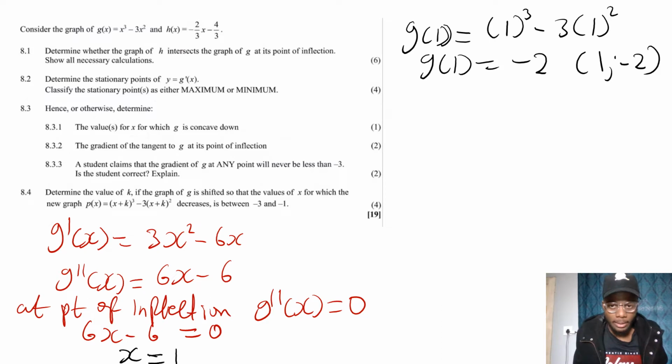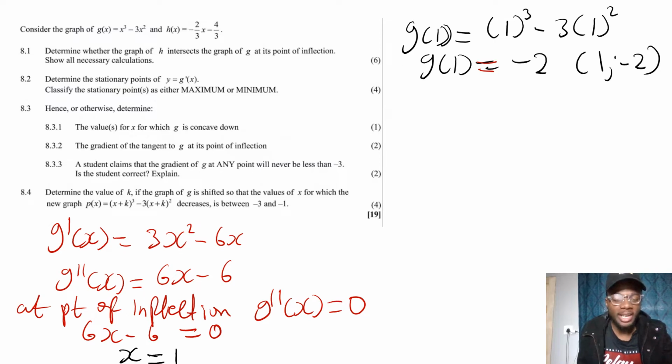So don't forget our question was not to find the point of inflection only, but to determine whether the graph of h intersects the graph of g at its point of inflection. So it means now we have to check whether these graphs intersect at the point of inflection. How do we check? Because now we have the point of inflection, it's going to be simple.